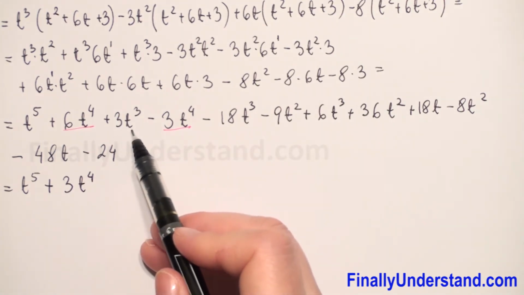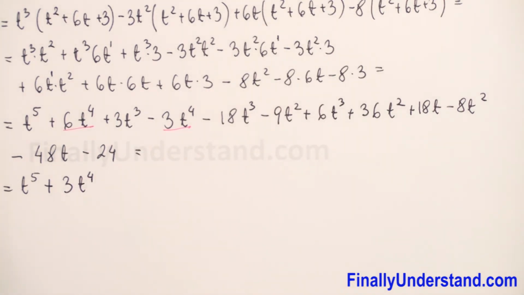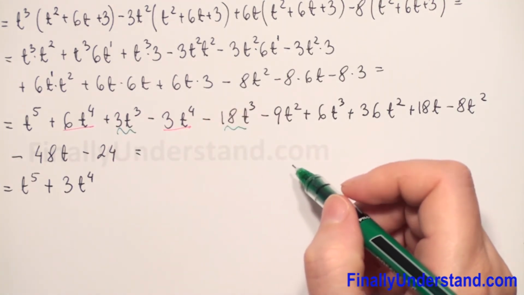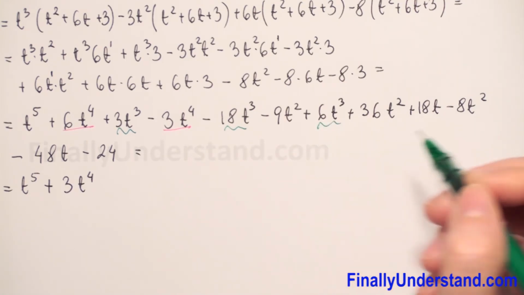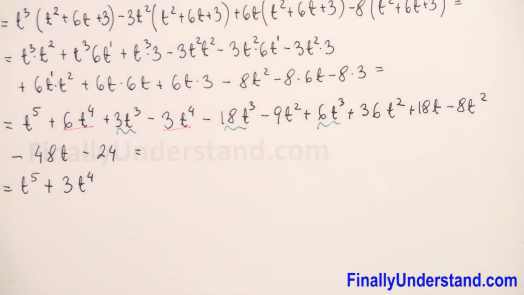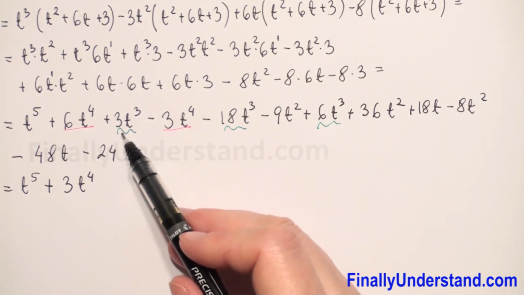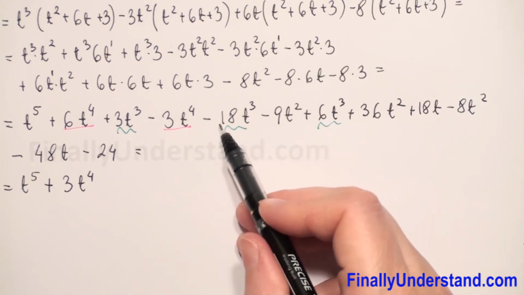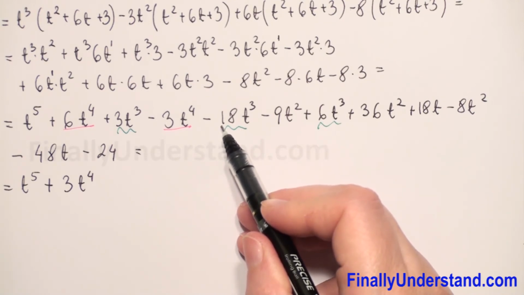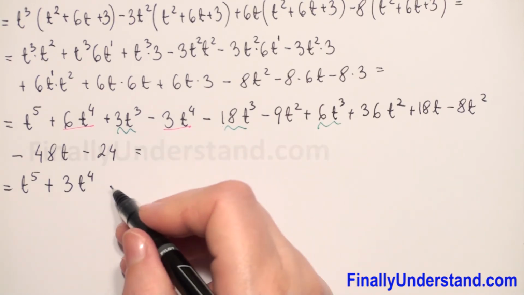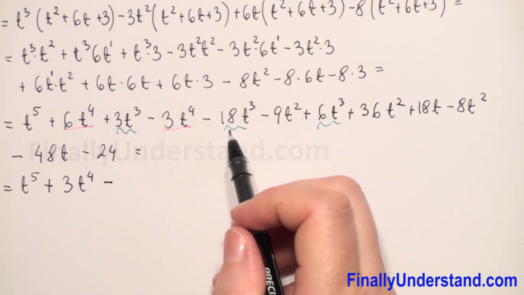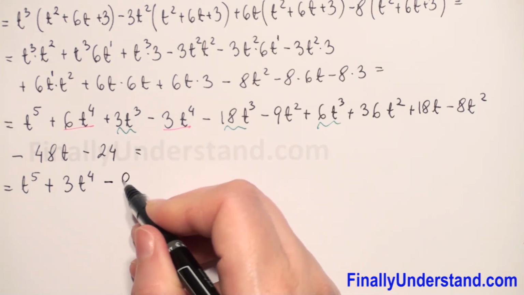Next we have t cubed, and we have negative 18t cubed, positive 6t cubed. So we have to combine these three like terms. We have 3 and 6 first, give me 9t cubed, and now we have negative 18. Negative 18 and positive 9. So we have to keep the sign of a greater number. 18 is greater than 9, so it will be negative. 18 minus 9 give me 9t cubed.